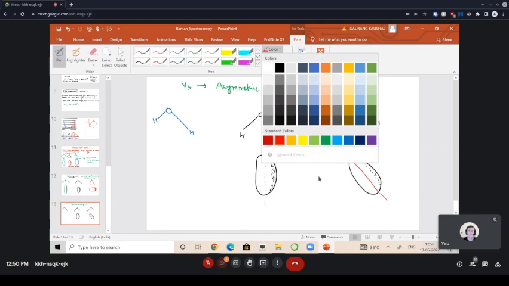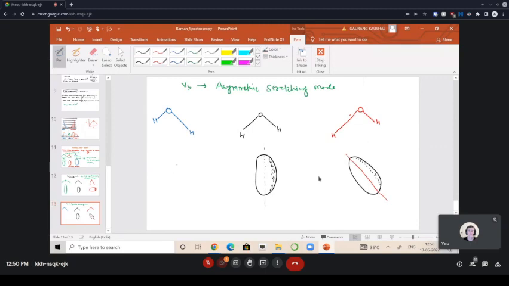Sir, the shaded portion means the higher charge is on the left side. Yeah, yeah, you are right, because the charge will be accumulated on the longer side of this bond. Let me just write.